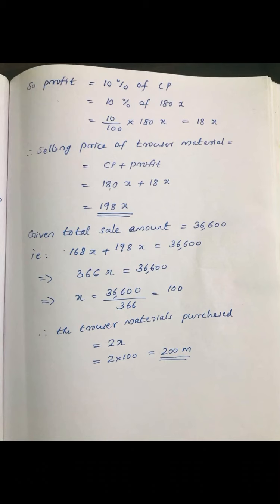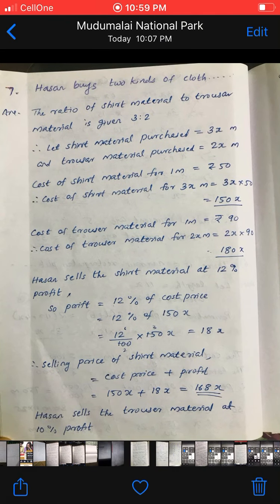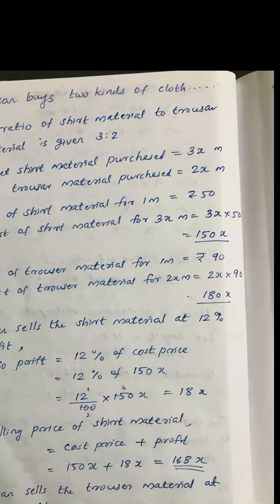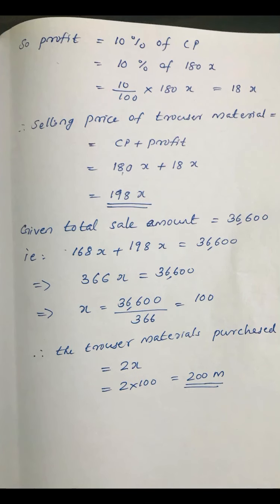So what we want to find out here? Find how much trouser material he bought. So the trouser material purchased, firstly we take it as 2x. So the trouser material purchased equals 2x, that is equal to 2 into 100, which is 200 meter.